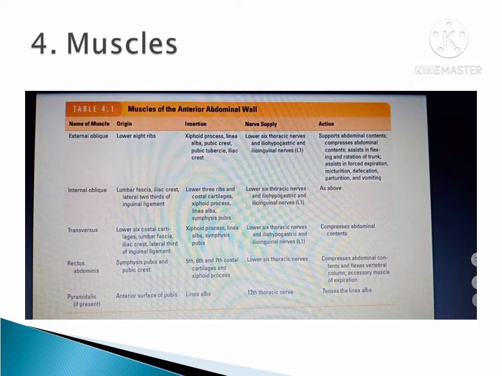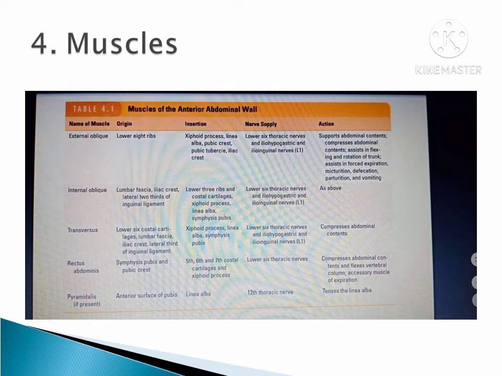Second muscle is internal oblique, whose origin is from lumbar fascia or iliac crest or lateral 2/3 of inguinal ligament. Its insertion is to lower 3 ribs and costal cartilages, xiphoid process, linea alba and symphysis pubis. Its nerve supply is lower 6 thoracic nerves and iliohypogastric and ilioinguinal nerves L1. Its action is same as external oblique.